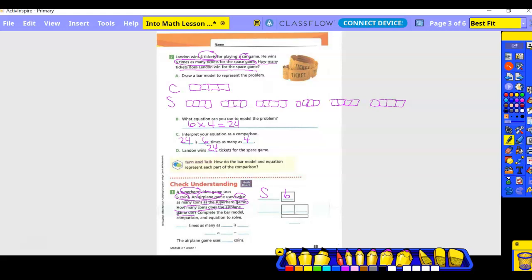6. And then we have the airplane game, and it takes twice as many. So what I put in one box, I'm going to put in the other boxes. So I put what number in these? 6. Okay. What is 6 times 2? 12. So blank times as many as, so how many boxes did we have? 2. We put what in each box? 6 to get a total of 12. So if we wrote that as an equation, 2 times 6 equals 12. So the airplane game uses 12 coins.